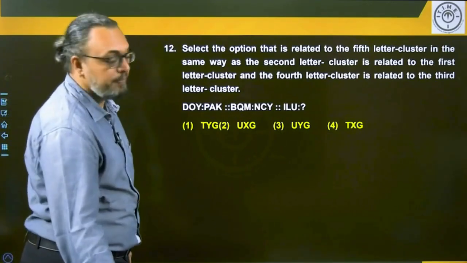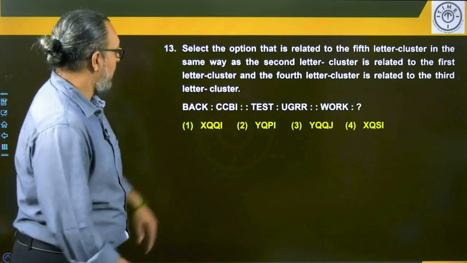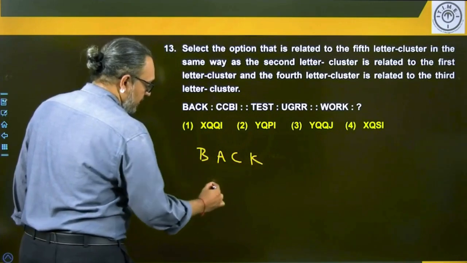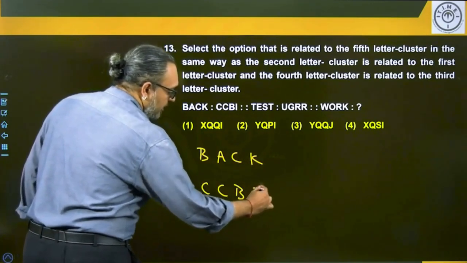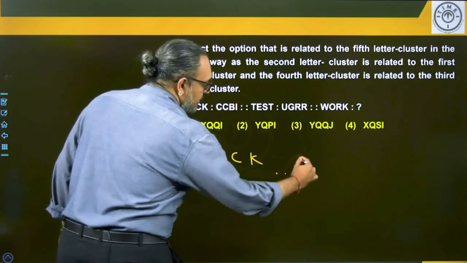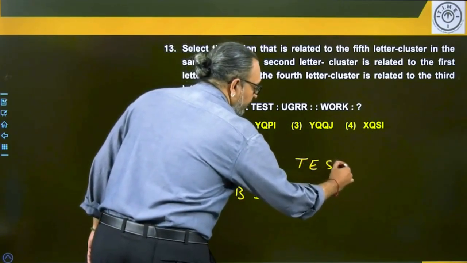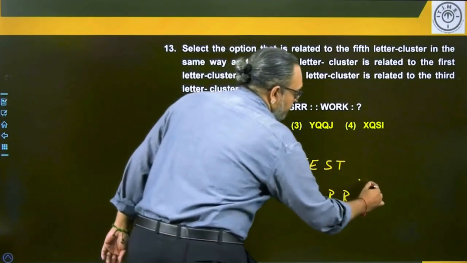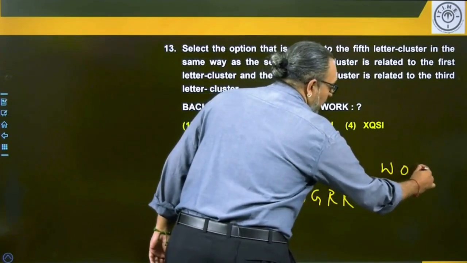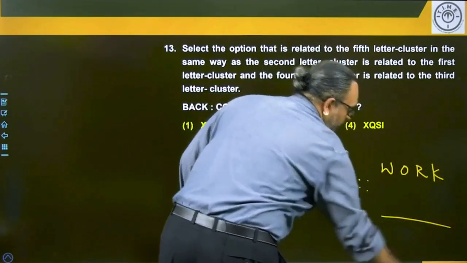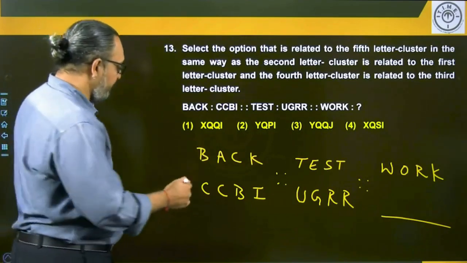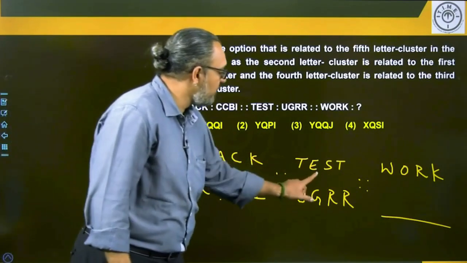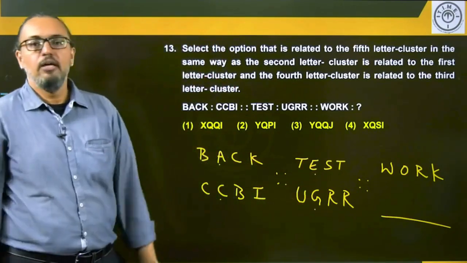Then next. Yes. So, we have again the same letter analogy. We have BACK, then we have CCBI, in the same way as TEST is UGRR, in the same way as we have WORK, and what do we have as our answer? Okay. So, let us see. Now, here again a vowel is replaced with a consonant, here also vowel is replaced with a consonant. So, it is not about vowels and consonants.